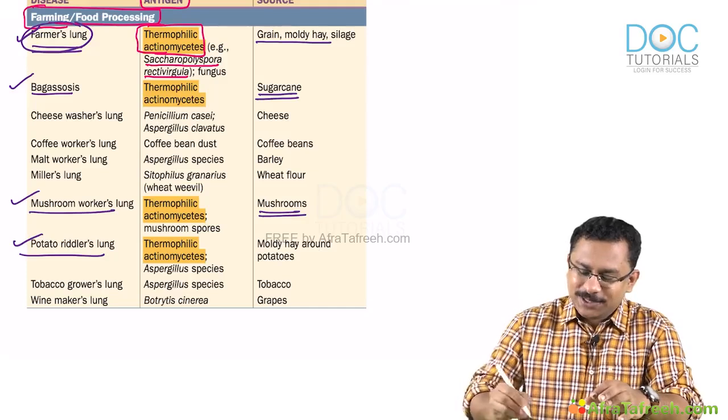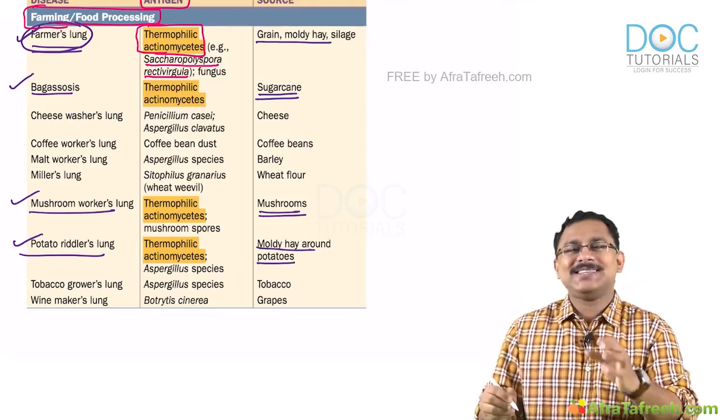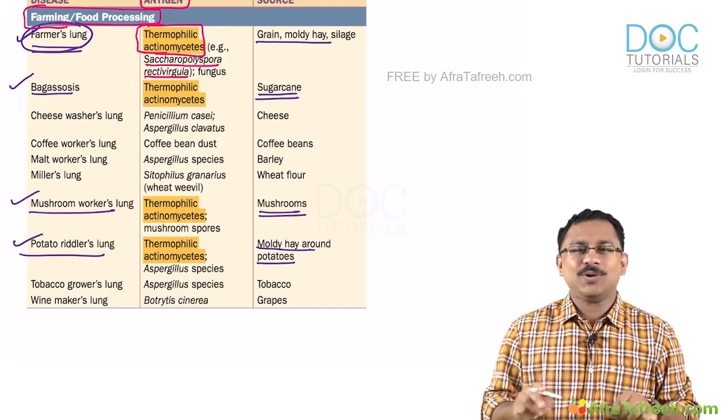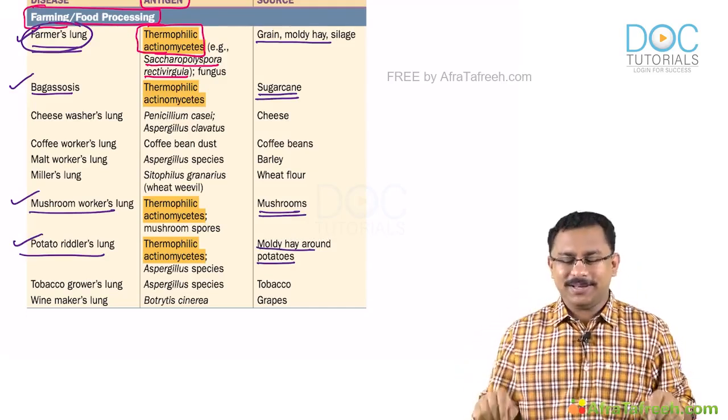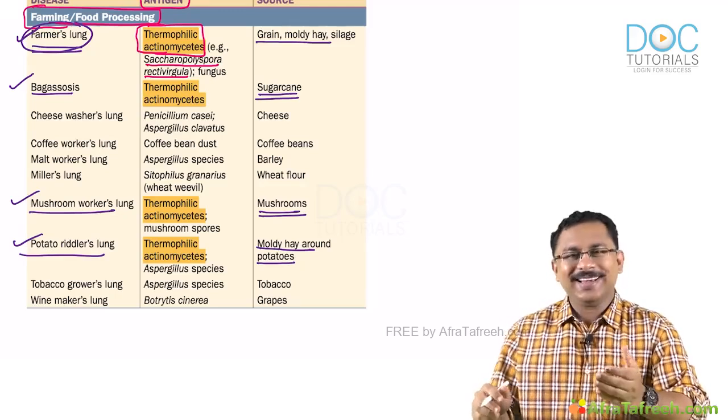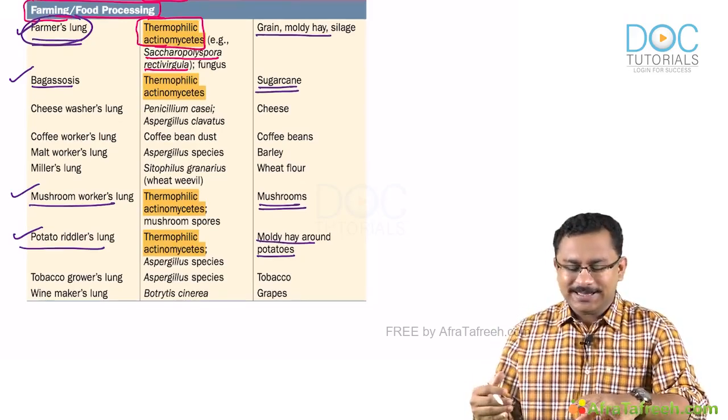Mushroom workers, it is mushrooms, and potato riddlers, it is the moldy hay around the potatoes. So these are the common ones, important. Okay. Now next one, again I will go with the organism wise.